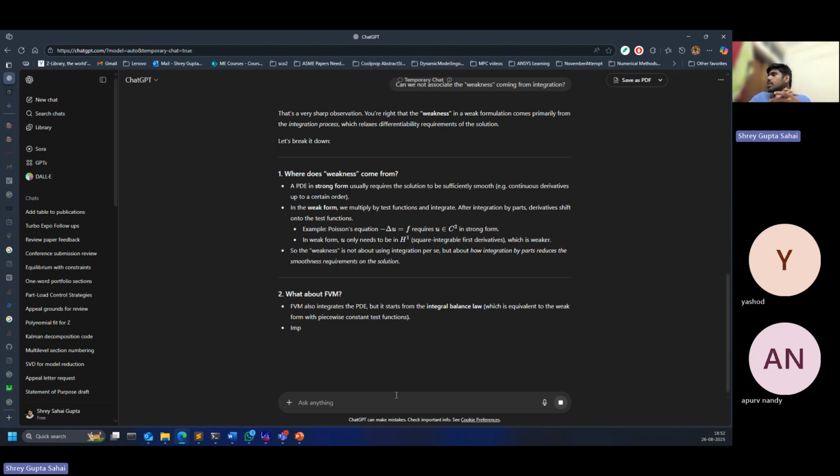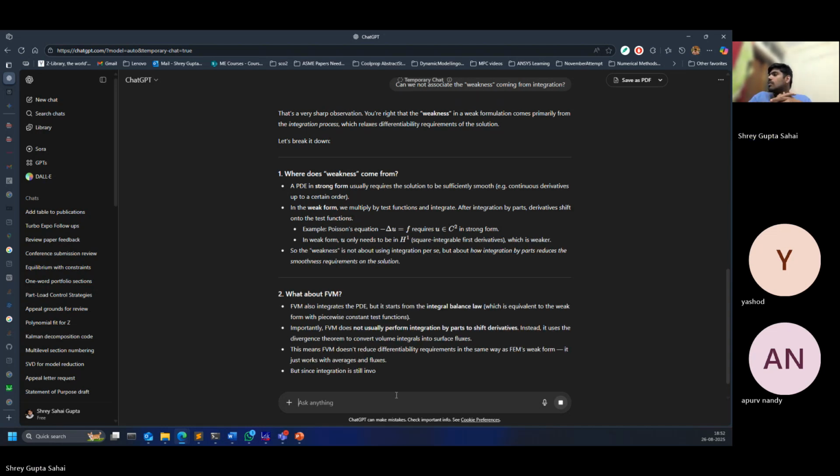Okay, let's break it down. Where does weakness come from? A PDE in strong form usually requires the solution to be sufficiently smooth. In weak form, we multiply by a test function and integrate after integration by parts. So the weakness is not about using the integration per se, but how the integration by parts reduces the smoothness requirement of the solution.